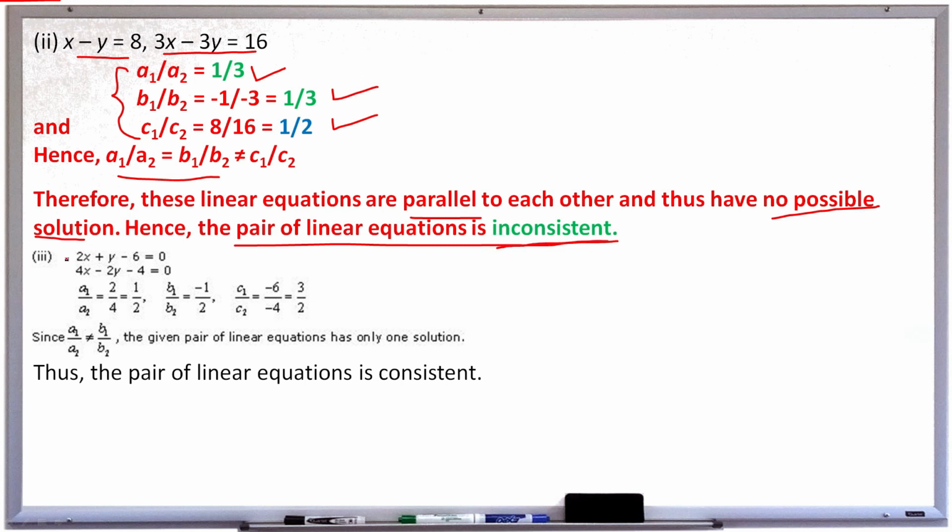Third question, again two equations they have given. Comparing the values, we are getting a1 by a2 is equal to 1 by 2, b1 by b2 is equal to minus 1 by 2, and c1 by c2 we are getting 3 by 2.